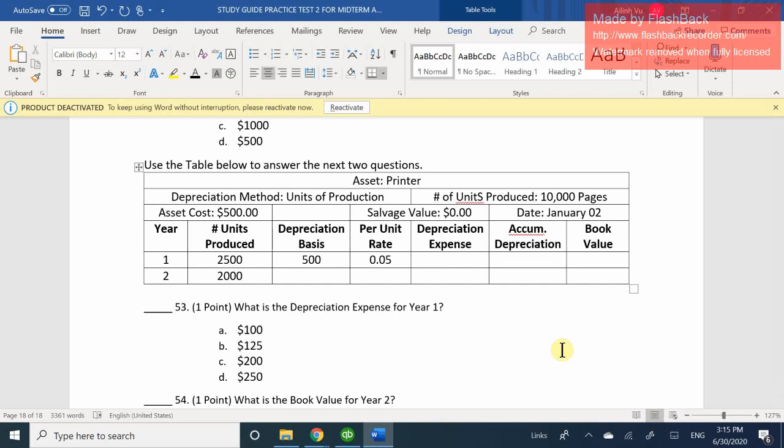So 0.05 times 2,500, and what do you get? 125. Yep. This is going to be 125, and then what is this? Previous year's depreciation, so that's going to be 125. 375? 375. Okay, accumulated depreciation, plus the current.